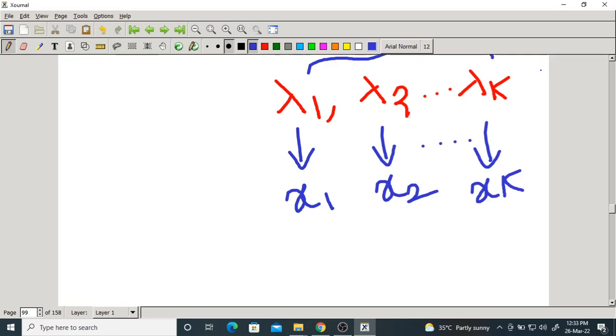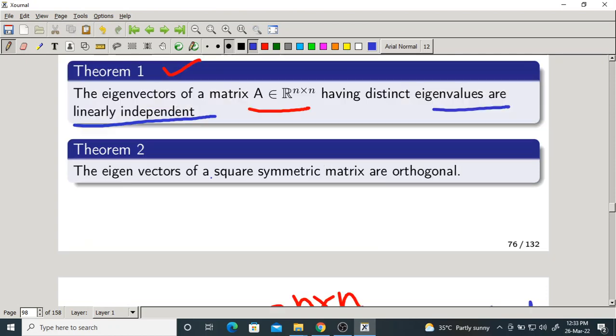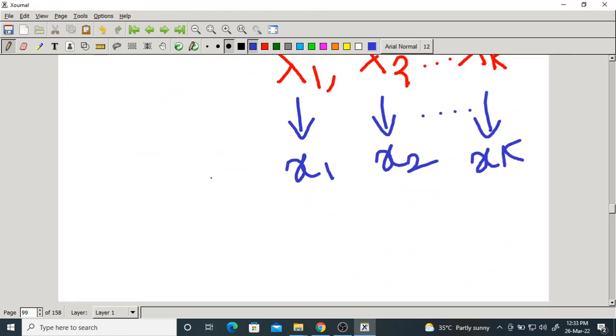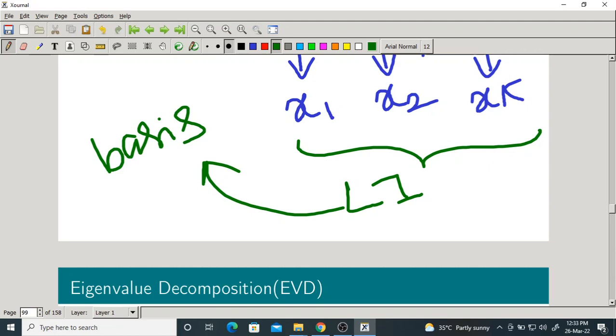If it is so, what are they saying? The eigenvectors are linearly independent. These eigenvectors are LI. If any set of vectors are LI, they can be used as a what? Basis.